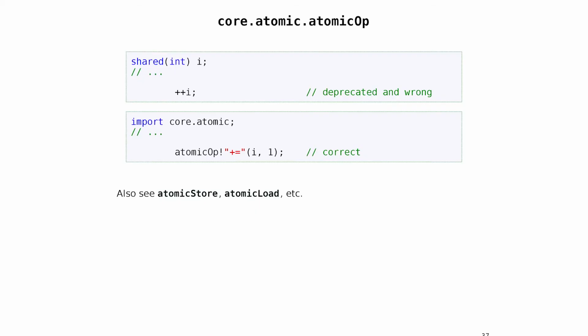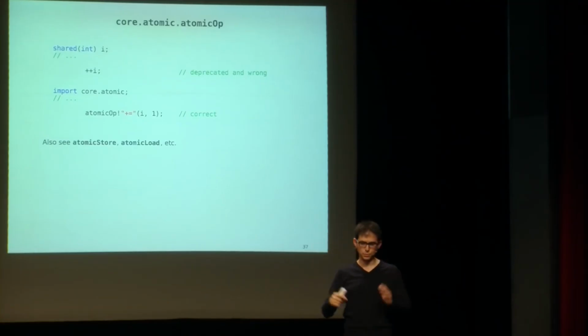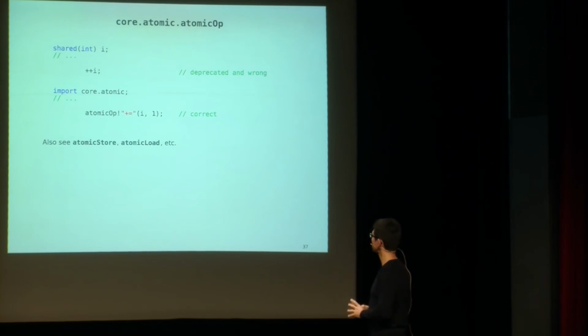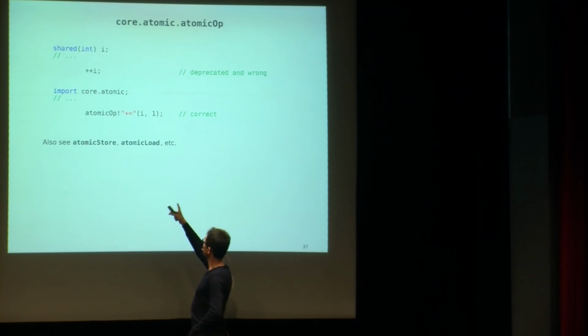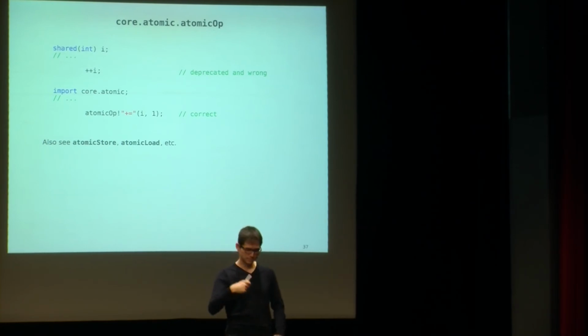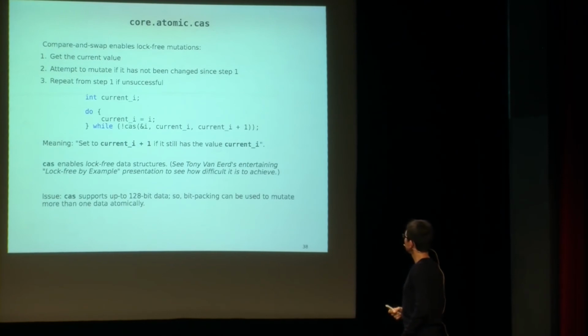import core.atomic and use this operation on it, which means it's always a binary operation. So it says i plus equals 1, but the whole thing is atomic. And there are other primitives like atomicStore, atomicLoad, and others in that module.